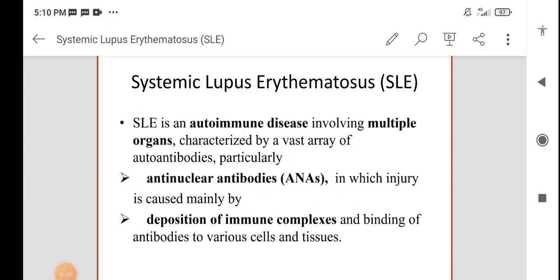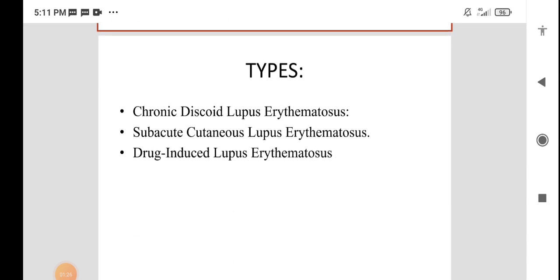SLE is an autoimmune disease involving multiple organs, characterized by a vast array of autoantibodies. What are the important ones? The antinuclear antibodies, ANAs, in which injury is caused mainly by deposition of immune complexes and binding of antibodies to various cells and tissues. Types: chronic discoid lupus erythematosus, subacute cutaneous lupus erythematosus.